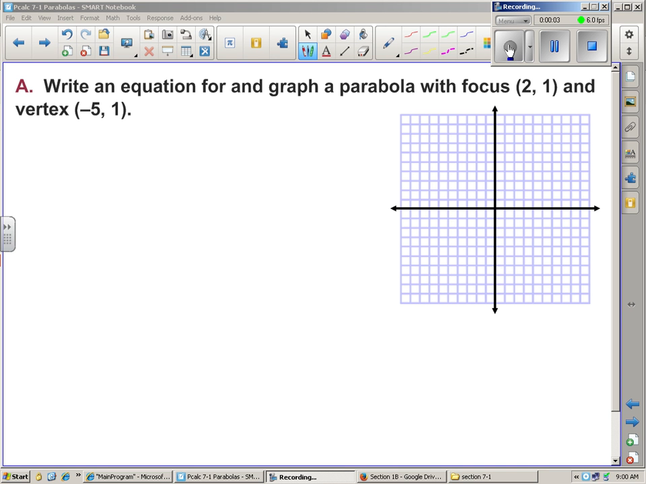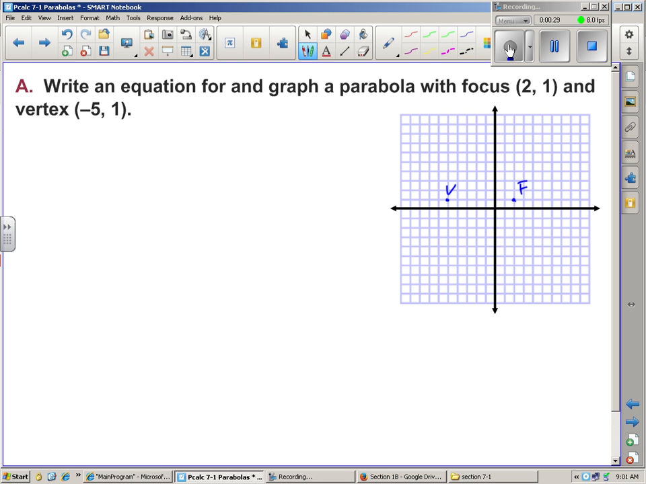Today we're going to take information about a parabola and then write the equation for the parabola. So let's start off by taking the information that we have and putting it on the graph. We know that the focus is at the point (2, 1), and I'm going to label that F, so I remember that's the focus. And I know that the vertex is at (-5, 1). And I'm going to label that V for the vertex.